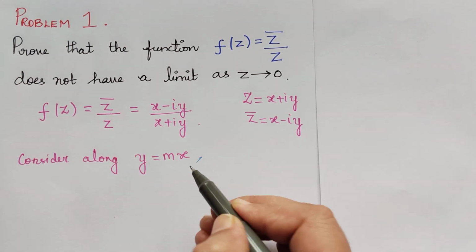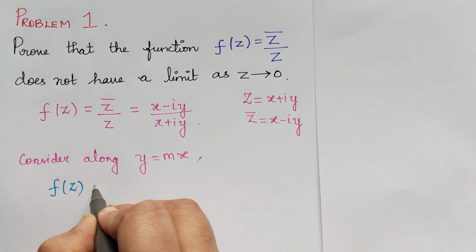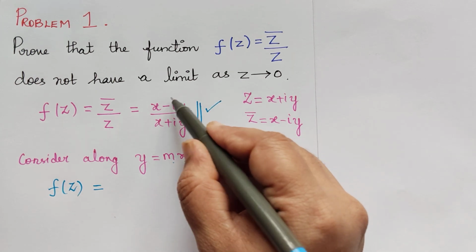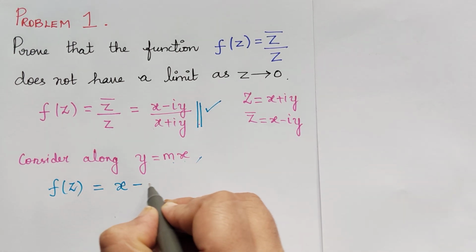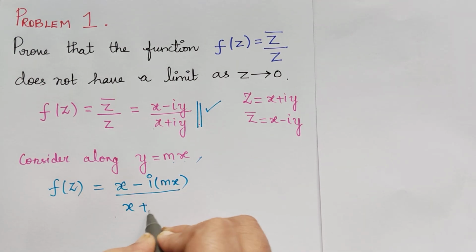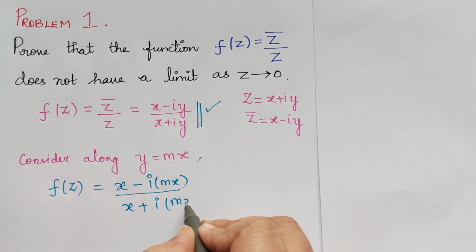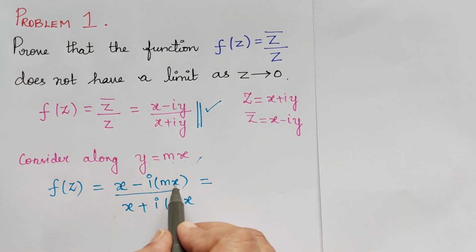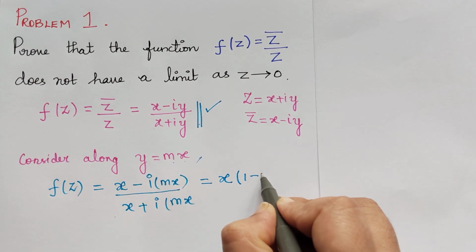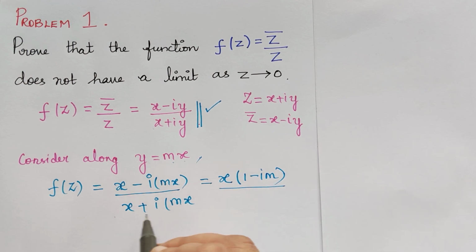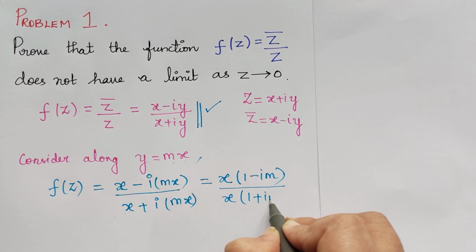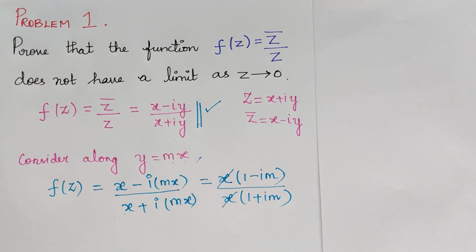So along y equal to mx, f of z will be equal to, at the place of y, we have to replace it with mx over here. So it will be x minus i multiplied with mx divided by x plus i multiplied with mx. We can see that x is common in both the terms. So it can be written as x multiplied with 1 minus im divided by x multiplied with 1 plus im. And we see that this x and x get cancelled.